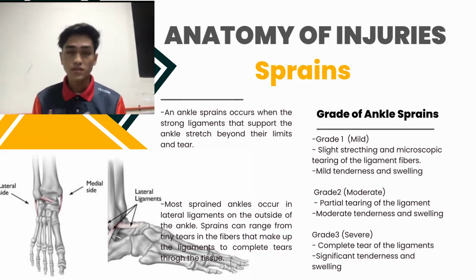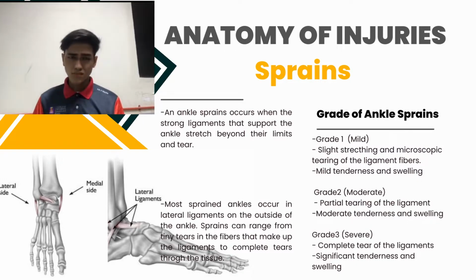Ligaments are strong, fibrous tissue that connect bones to other bones. The ligaments in the ankle help to keep the bones in proper position and stabilize the joint. Most sprained ankles occur in the lateral ligament on the outside of the ankle. Sprains can range from tiny tears in the fibers that make up the ligament to complete tears through the tissue. If there is a complete tear in the ligament, the ankle may become unstable and you cannot walk properly.